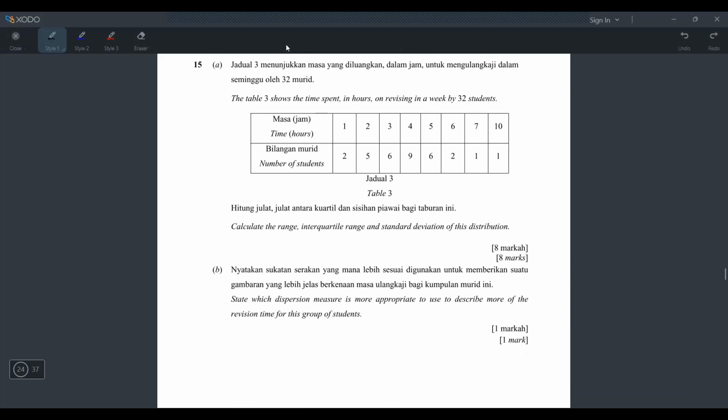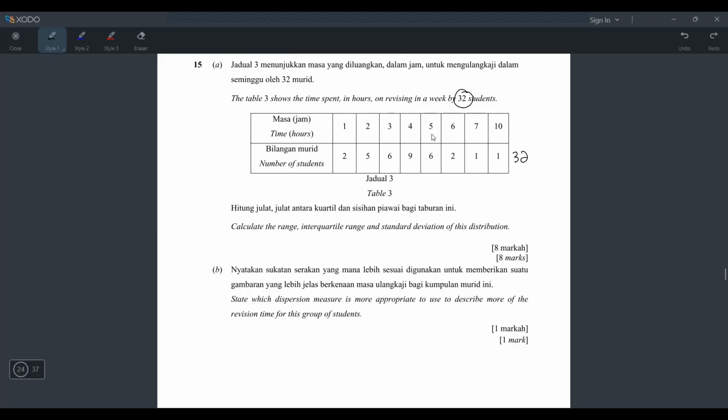Okay, number 15, the last question for section B, right? And then 16 and 17 will be section C already. Okay, let's read. Table 3 shows the time spent in hours on revising in a week by 32 students. So the total here is 32, the total number of students. And this one is measures of dispersion. But this one is ungrouped data. Why do I call it ungrouped data? Because there's no class here.